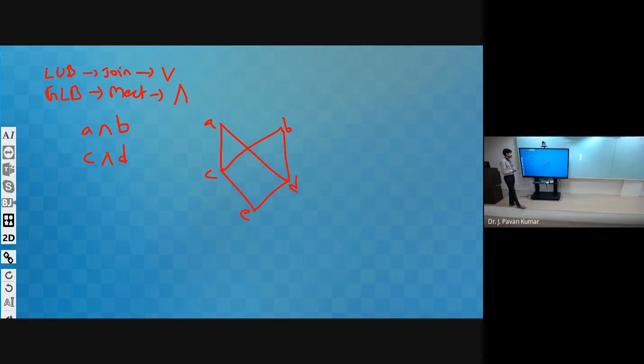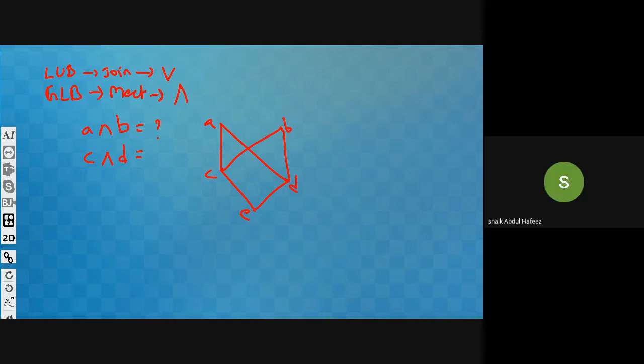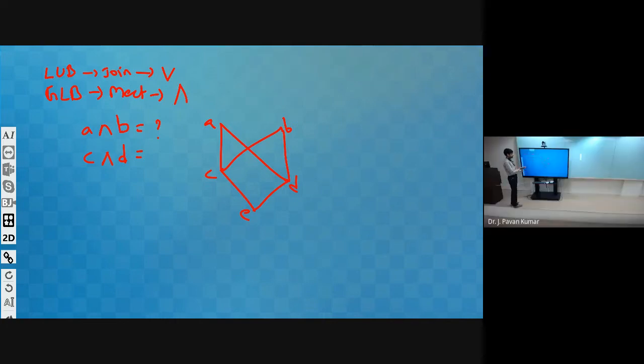What is the greatest lower bound of A comma B? Okay, this is the question. Next, what is the greatest lower bound of C comma D? C comma D, lower bound will be? E. Only E. If you have only one lower bound, the greatest lower bound will be that only. So C meet D will be E.